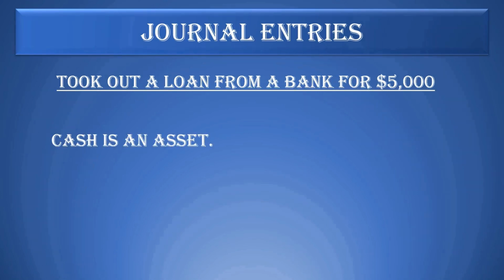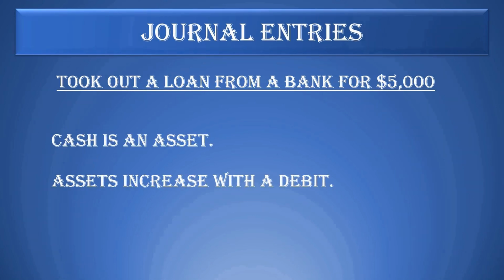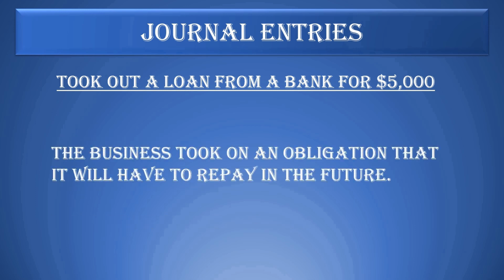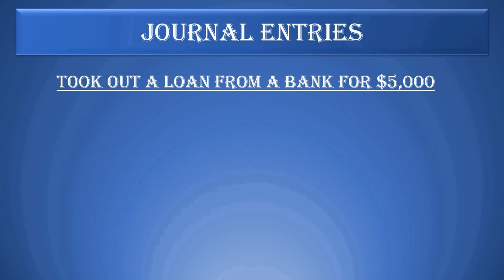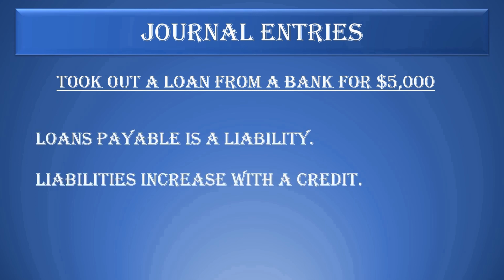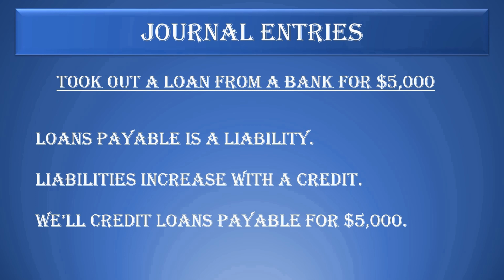Cash is an asset, and assets increase with a debit. So we'll debit cash for $5,000. In return for receiving this cash, the business took on an obligation to repay it back to the bank in the future. This is a liability. The account for this liability is called loans payable. Liabilities increase with a credit, so we'll credit loans payable for $5,000.